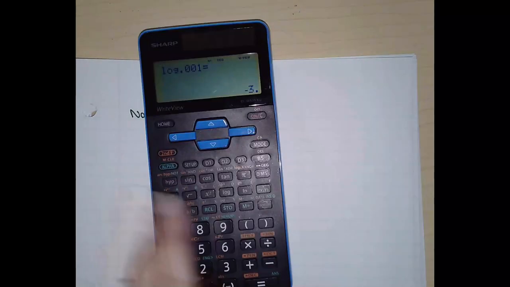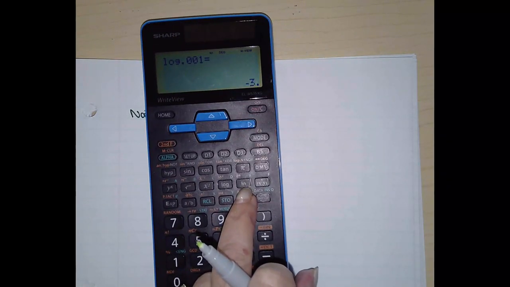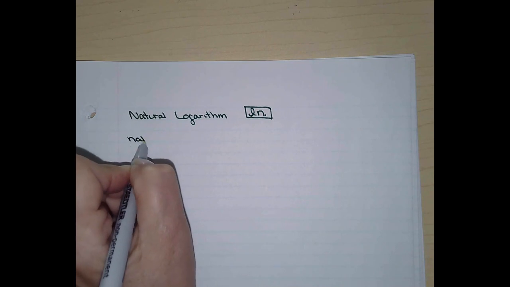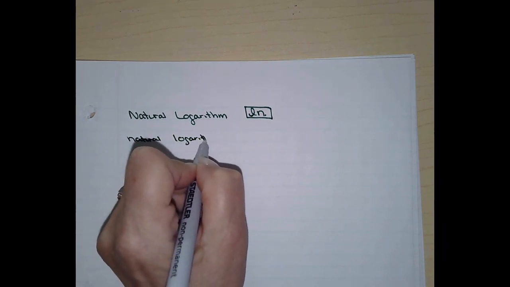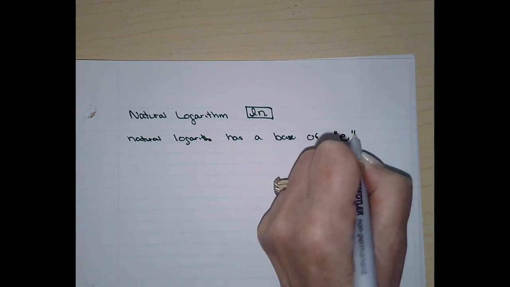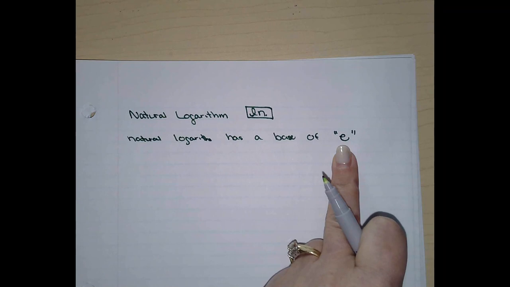There's a third button, and that is the natural logarithm. On your calculators, it looks like that, ln. It's usually right there. Does everybody see it? That's an ln. That is the natural logarithm. And the natural logarithm has a base of e. Remember, e was our natural growth number? Well, the natural logarithm has e as its base number.